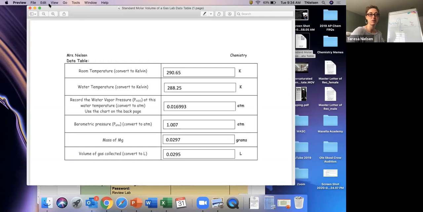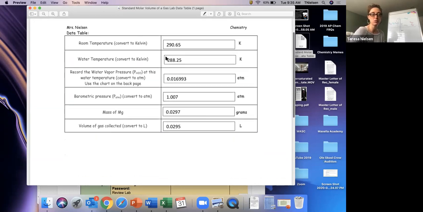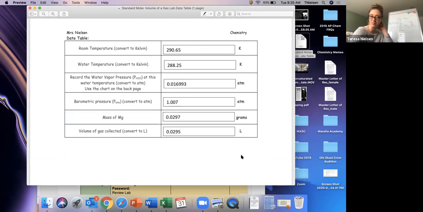Next, we have the water vapor pressure at that water temperature. So if you were to scroll down to the end of your lab document, you would see the chart where you can match this water temperature to a water vapor pressure.